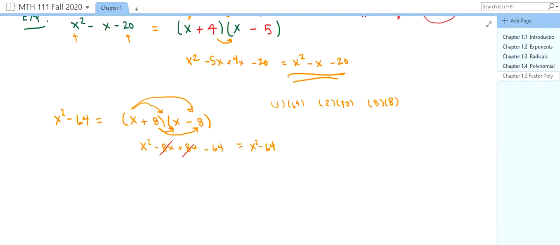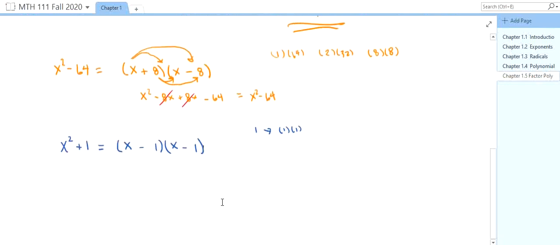Now, how about this idea? x squared plus 1 equals x and x, and our only factors of 1 are 1 times 1. So this has to be 1 and this has to be 1. So now the question is, do we make this negative negative or positive positive, because this has to be positive 1? Well, let's try both.